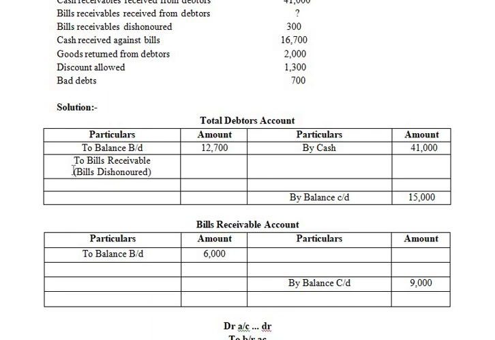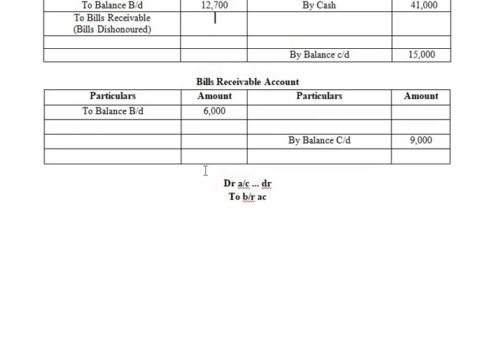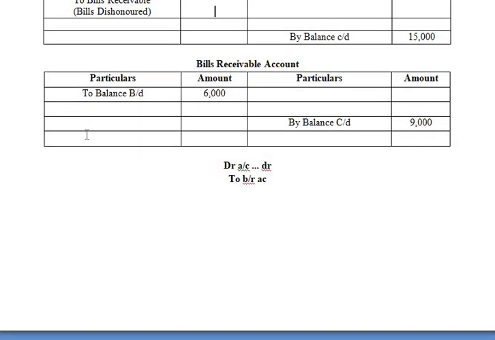Close the bracket, and what is the amount? 300. So write down the amount as 300. Okay. Next.